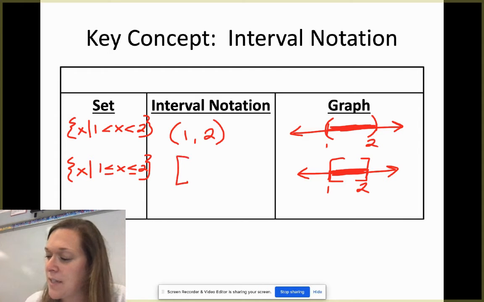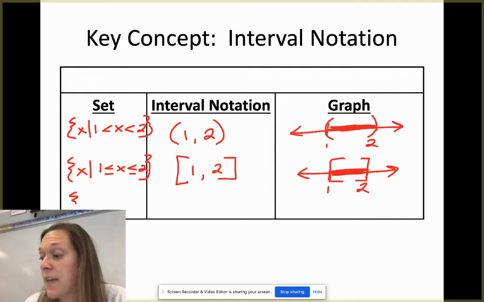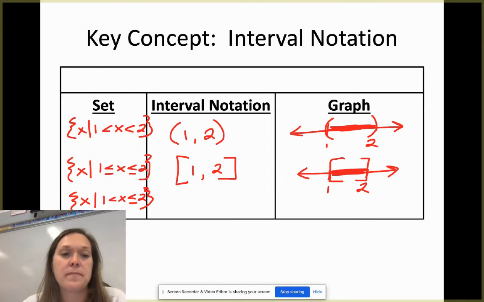So in interval notation, we have square bracket 1, comma 2, with a square bracket attached to it. What happens if I have a mix? So if I had the values of x such that 1 is less than x is less than or equal to 2. Well, then I would have a parenthesis at the 1 and a bracket at the 2.